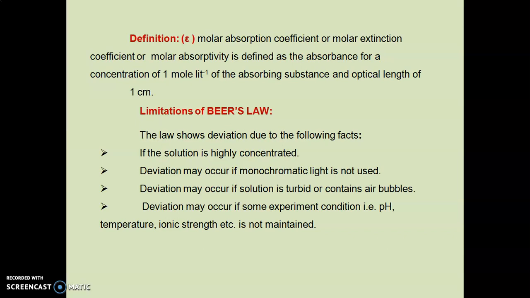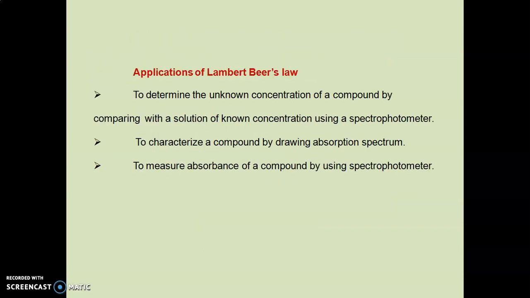Now let us discuss the limitations of Beer's law. The law shows deviation due to the following facts. If the solution is highly concentrated, deviation may occur. Deviation may occur if monochromatic light is not used. Deviation may occur if the solution is turbid or contains air bubbles. Deviation may occur if some experimental conditions, that is pH, temperature, ionic strength, etc. are not maintained.